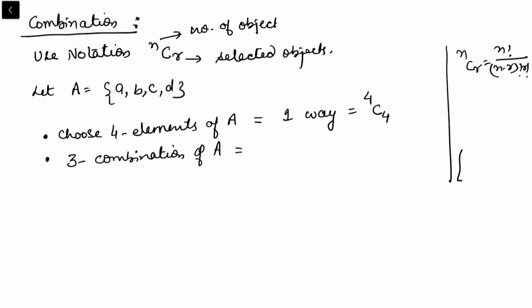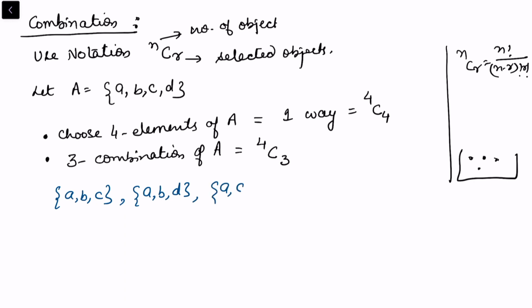So let's say in a box you have 4 objects, and you want to select 3. Based on this notation, we will say it is 4C3. And what are the relevant combinations? The combinations will be ABC, ABD, ACD, and BCD. So this is the combination.